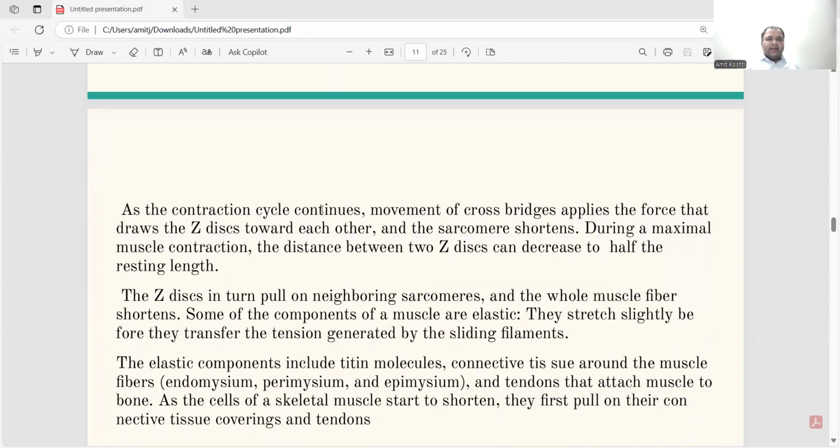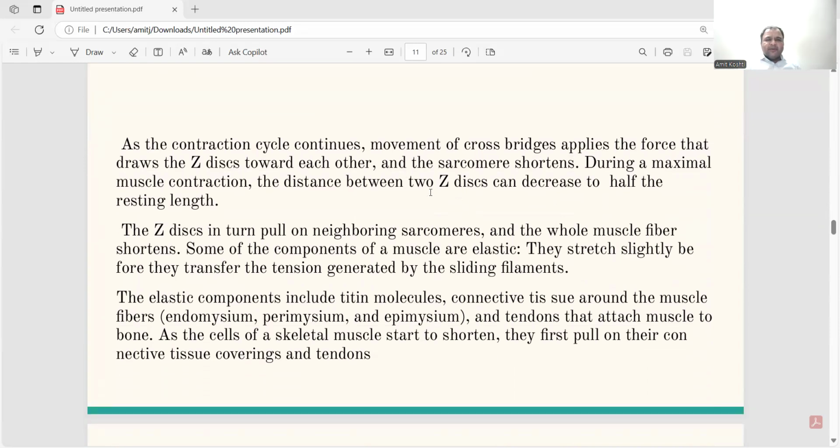As the contraction cycle continues, the movement of cross bridges applies force that draws the Z discs toward each other and the sarcomere shortens. During a maximal muscle contraction, the distance between two Z lines can decrease to half of the resting length. The Z discs come in closer, the sarcomere gets shorter, to half its initial size. The Z disc in turn pulls on the neighboring sarcomere and the whole muscle fiber shortens.